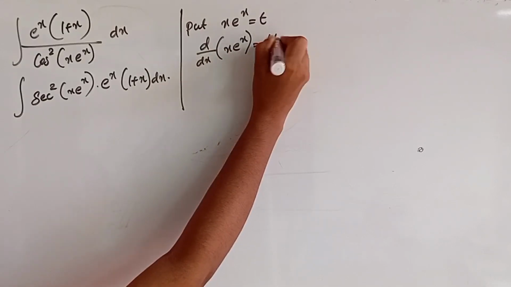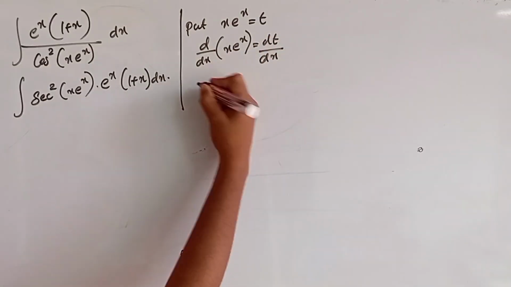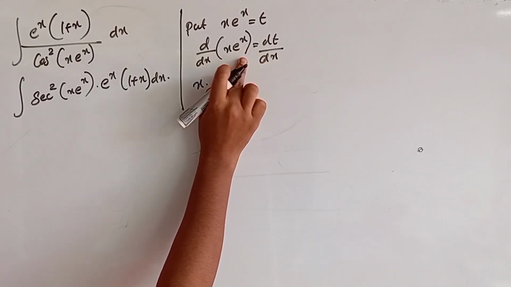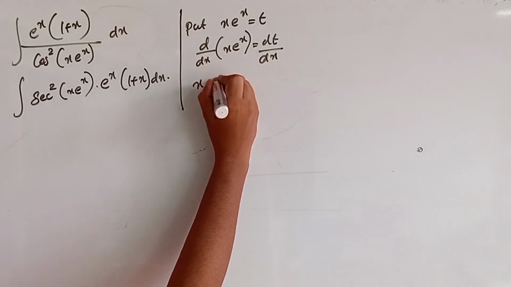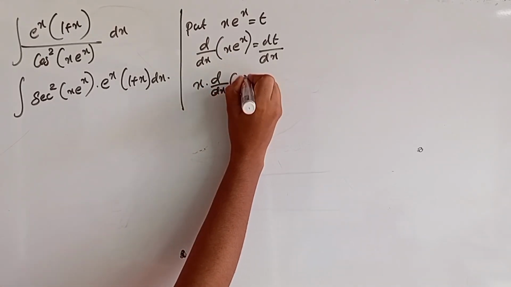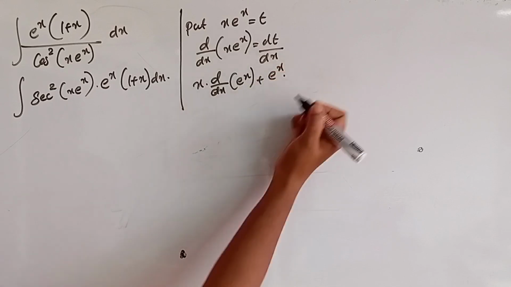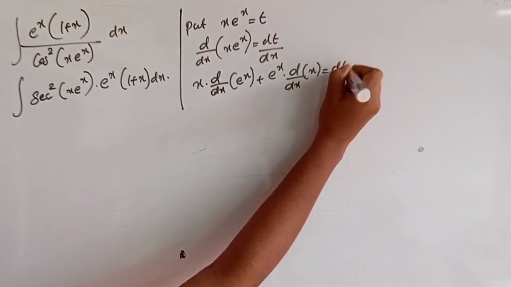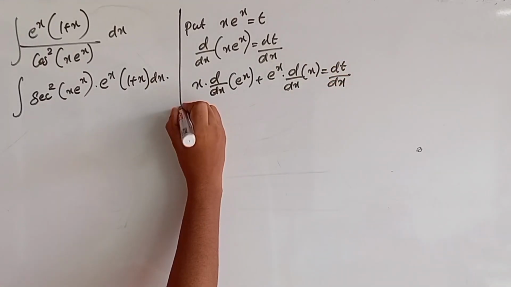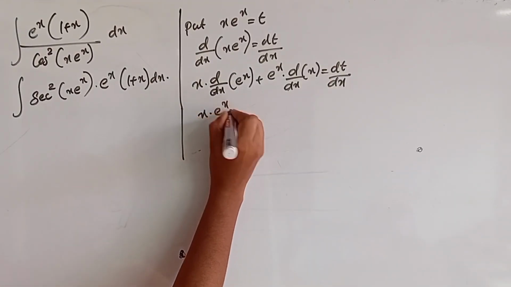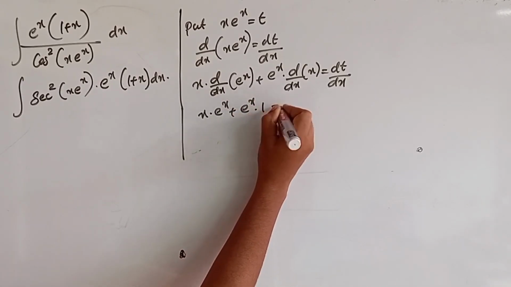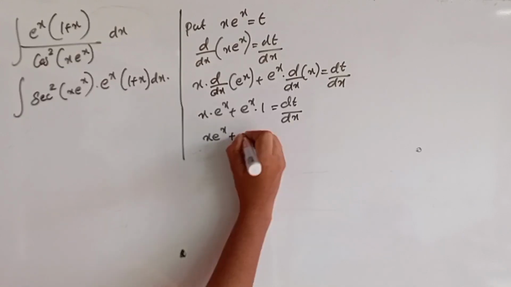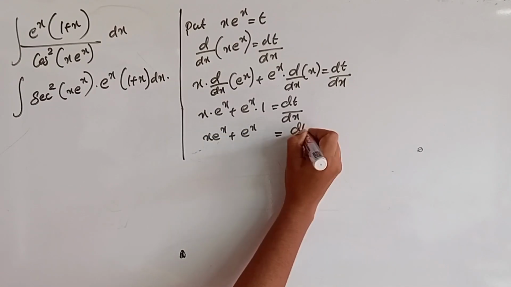Now differentiate both sides with respect to x. So here we apply the product rule, first function into derivative of the second function plus second function into derivative of the first function, that is x into d by dx of e raised to x plus e raised to x into d by dx of x equal to dt by dx. That is x into derivative of e raised to x is e raised to x plus e raised to x into derivative of x is 1. That is x into e raised to x plus e raised to x equal to dt by dx.